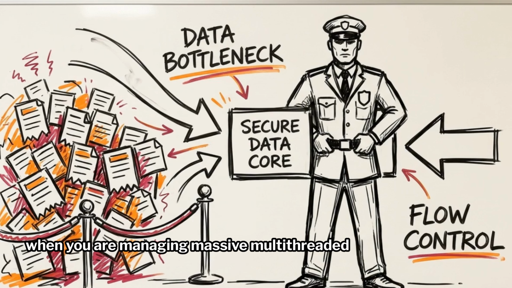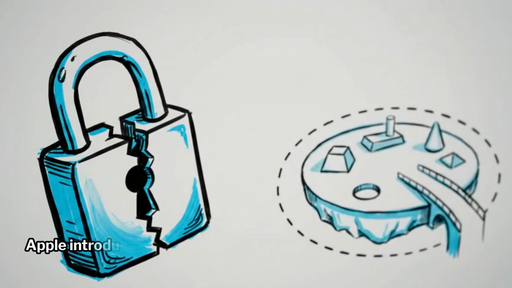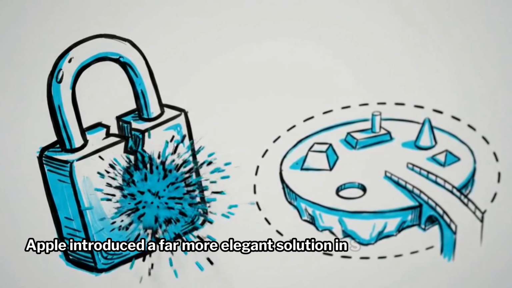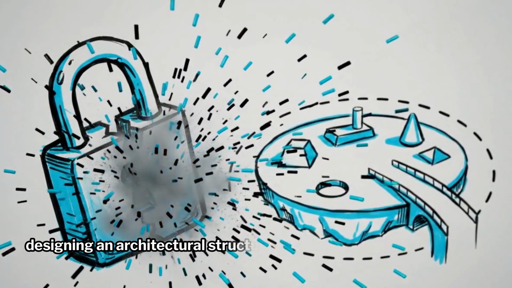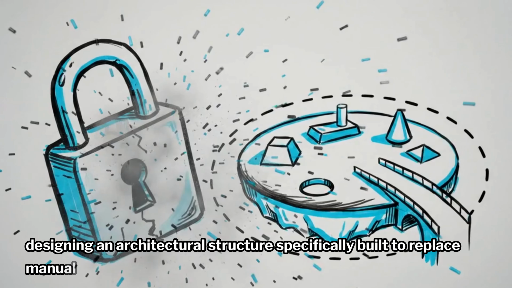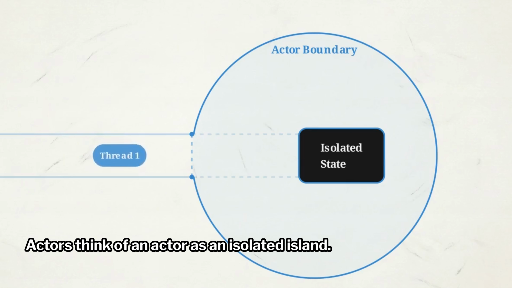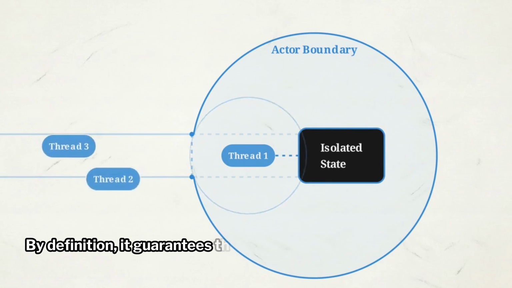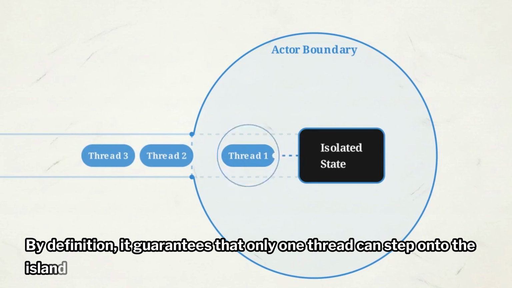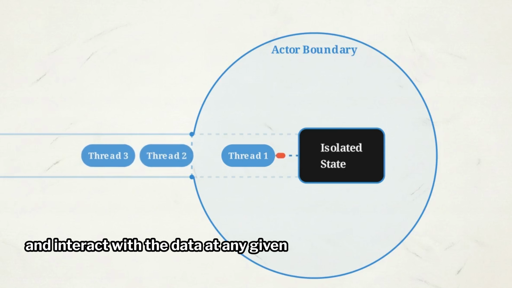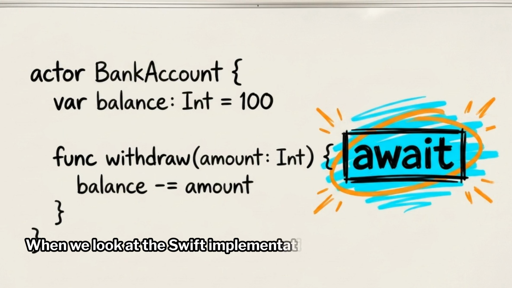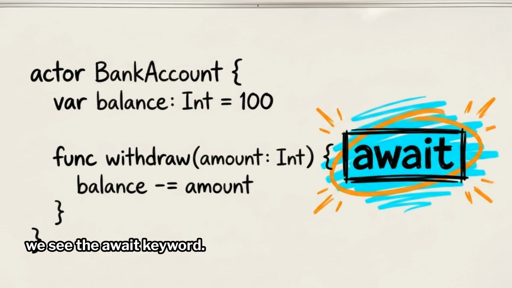Treating every piece of shared data like a highly secured vault is incredibly inefficient when you are managing massive, multi-threaded environments. Apple introduced a far more elegant solution in Swift, designing an architectural structure specifically built to replace manual locks: actors. Think of an actor as an isolated island. By definition, it guarantees that only one thread can step onto the island and interact with the data at any given time.